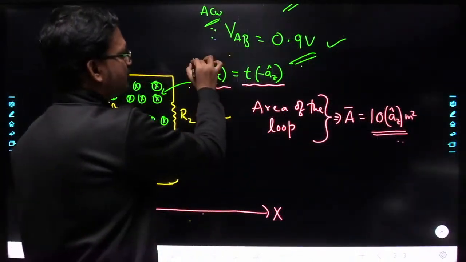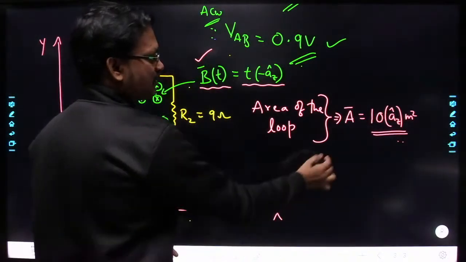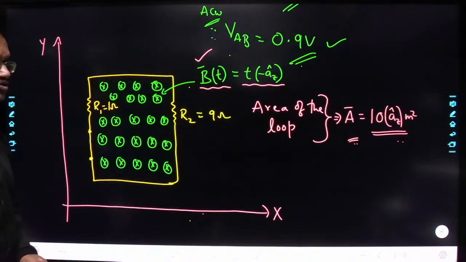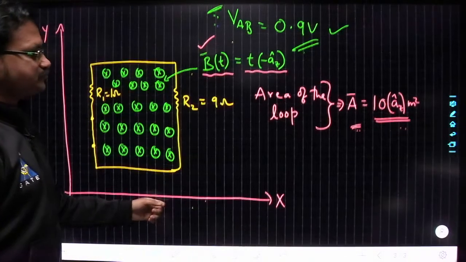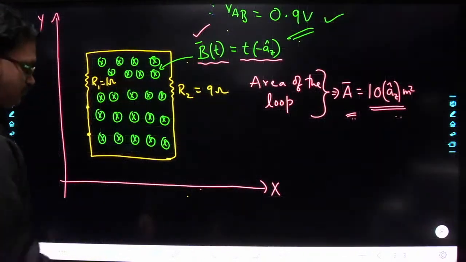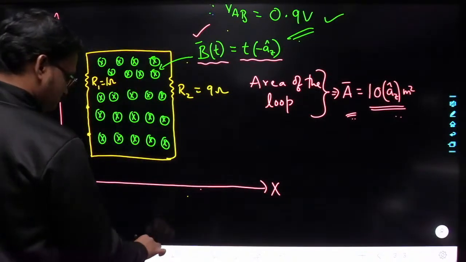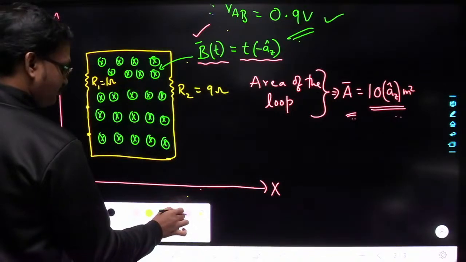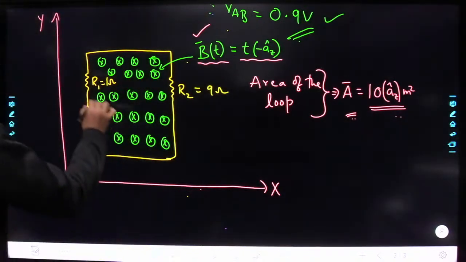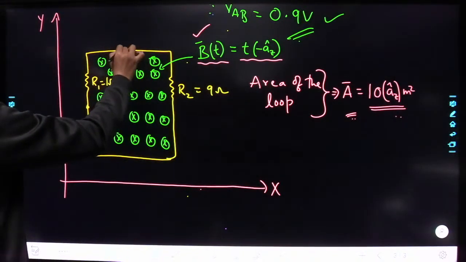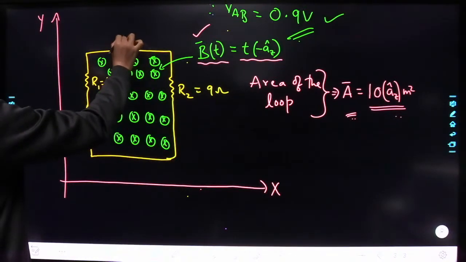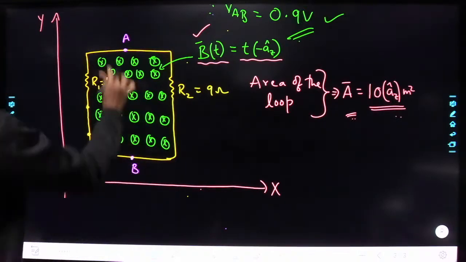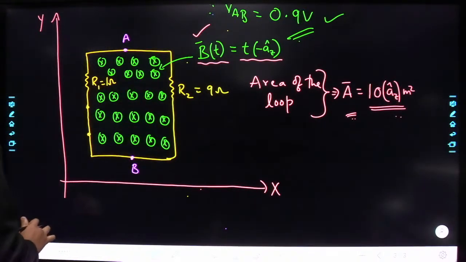So they have given the B field, and they have given the area of the loop. Understood? Okay. Yeah. Okay. So now, let us consider this point as A, and let us consider this point as B, right? Okay.